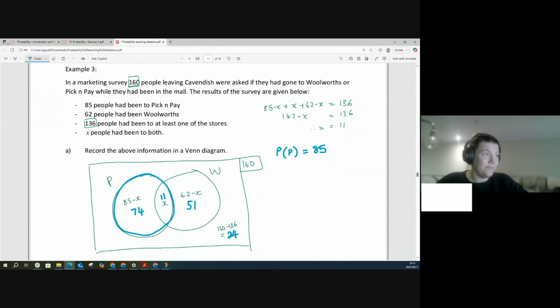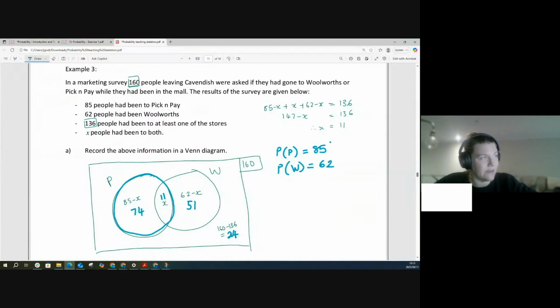Okay. What is my probability that people went to Woolworths? Oh, my Desdemonia. Don't worry, it's being recorded. Good. Probability of people going to Woolworths is 62.